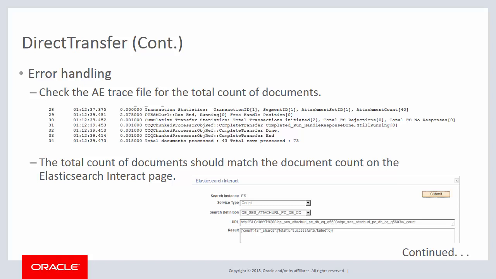On the Elasticsearch Interact page, in Service Type, select Count. In Search Definition, select the search definition for which you want to validate the document count, and then select Submit. View the response from Elasticsearch search engine in the Result area. Validate the count value. In this example, the count is shown as 43, which matches the total document count on the application engine trace file.